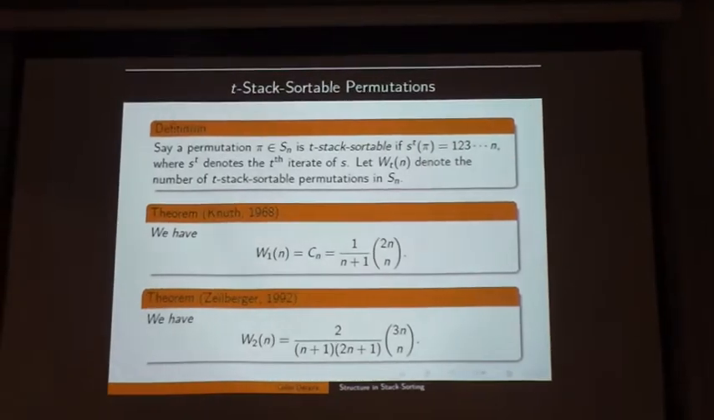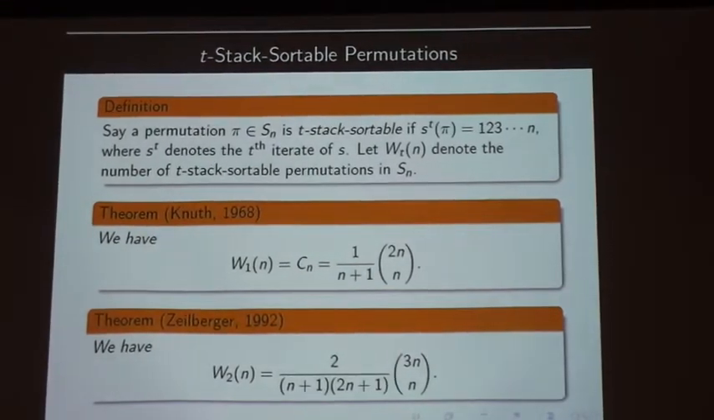So Zeilberger showed that w sub 2 of n is given by this expression here. And now you could ask, okay, what about 3-stack sortable permutations? What about 4-stack sortable permutations? And so on. It turns out in those cases we have no idea how to find an explicit formula for these numbers w sub t of n, but there are some things we can say.